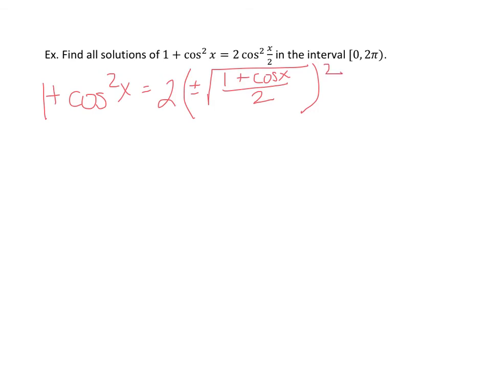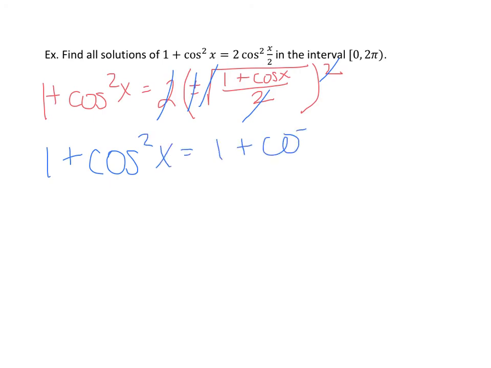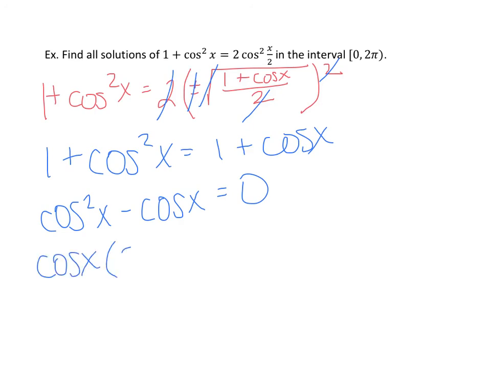What does a square do to a radical? Cancels it out. Also, my 2's are going to fall out. So my radical's going to fall out, plus or minus is gone, 2's are gone. Now I have 1 plus cosine squared x equals 1 plus cosine x. Everything equal to 0, cosine squared x minus cosine x equals 0. Factor out a cosine x. Cosine x minus 1 equals 0. Solve both equations.